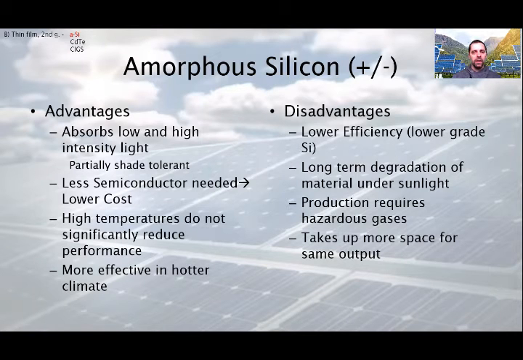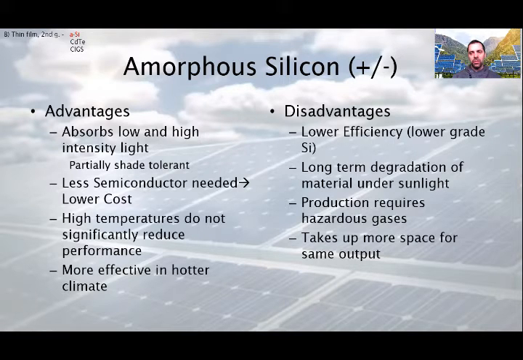High temperatures adversely affect crystalline silicon cells, but it doesn't significantly reduce amorphous silicon cells' performance, and it is more effective in hotter climates. It has more or less the same disadvantages as all the other thin film cells. The main one is the lower efficiency.